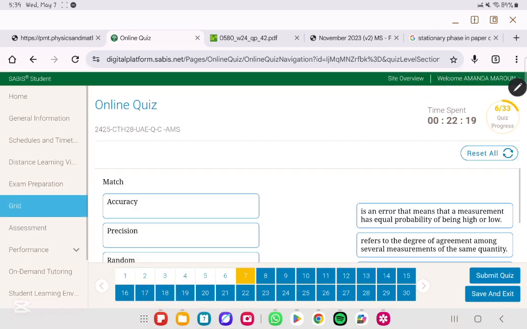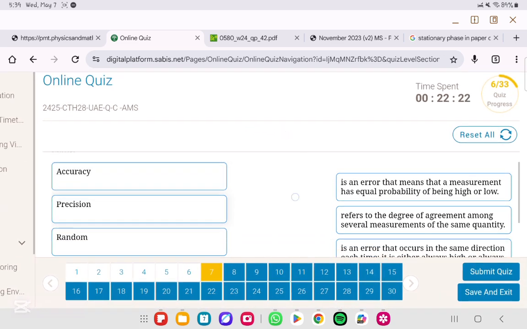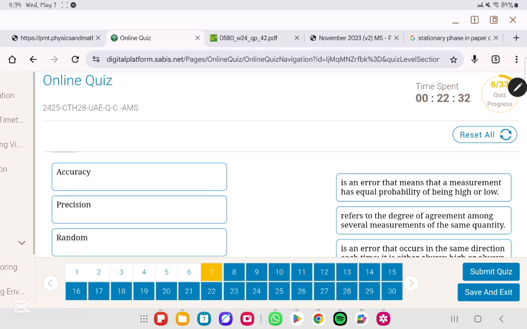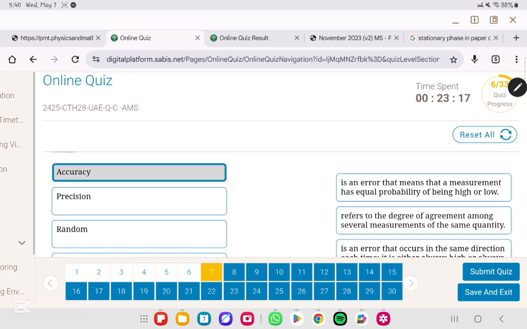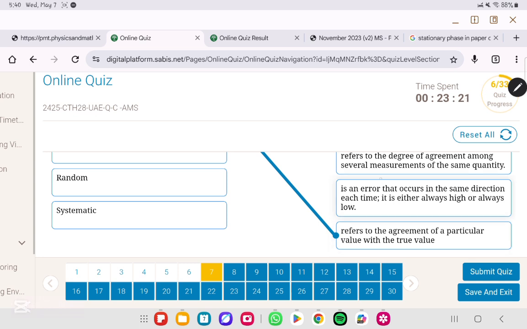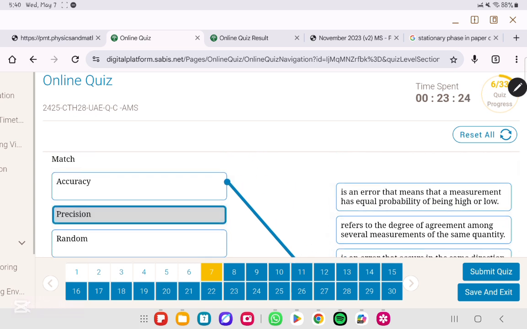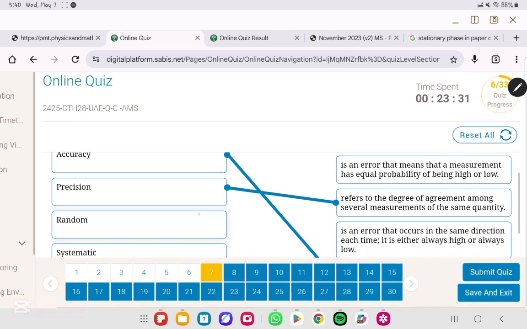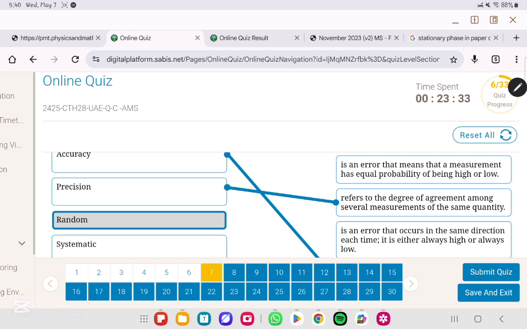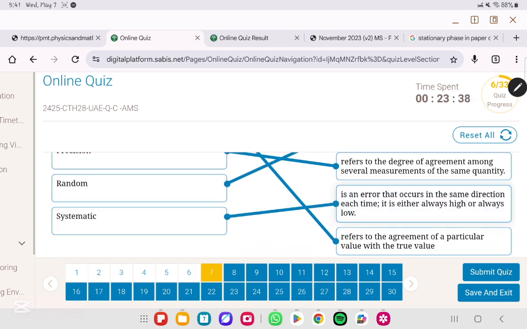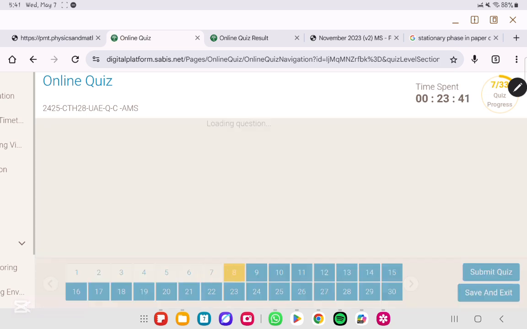We move on to question number 7. So match each term. Okay, so accuracy, it is what? It is the agreement of a particular value with the true value. These you just need to memorize them. Precision refers to the degree of agreement among several measurements of the same quantity. Random. Personally, when I see random, I will see probability and I will choose it. Okay, and then systematic is an error that occurs in the same direction each time. These you just need to memorize them.